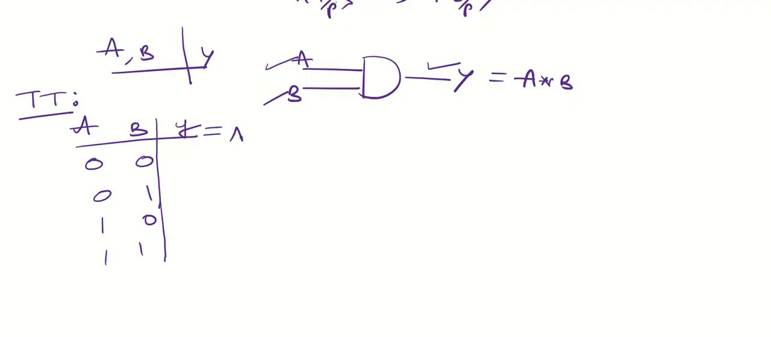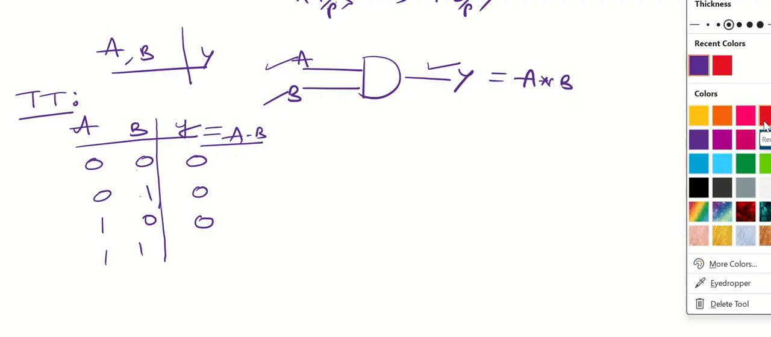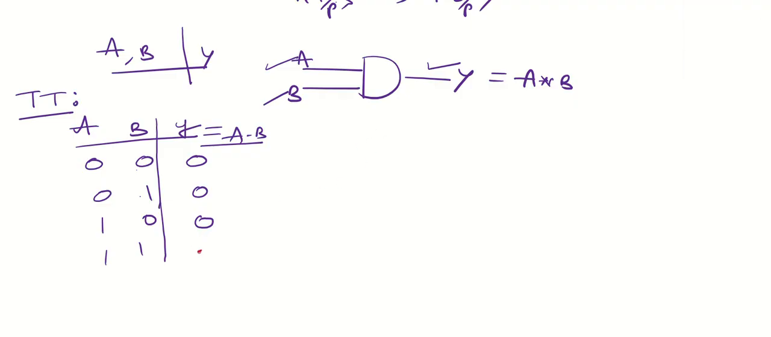Tell me, what is A into B? Let us calculate. 0 into 0 is 0. 0 into 1 is 0. 1 into 0 is 0. Next, 1 into 1, obviously, is nothing but 1 only.